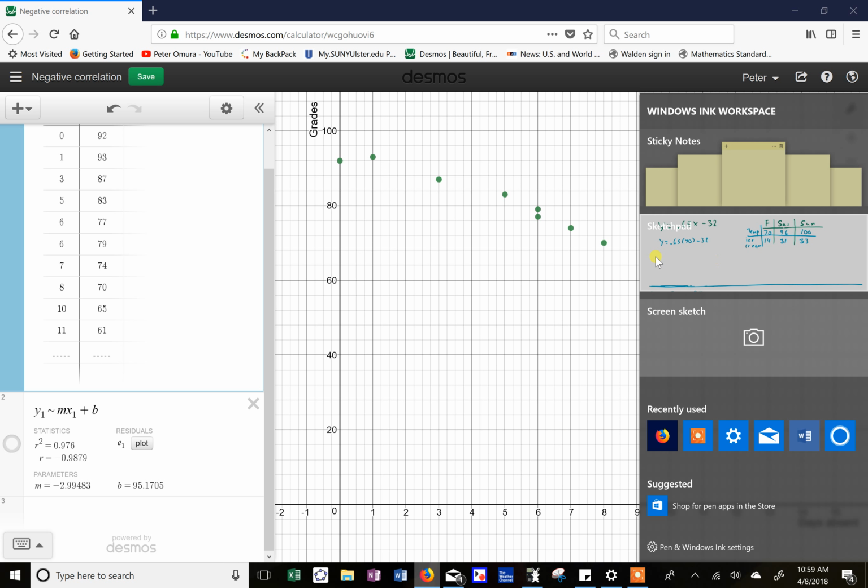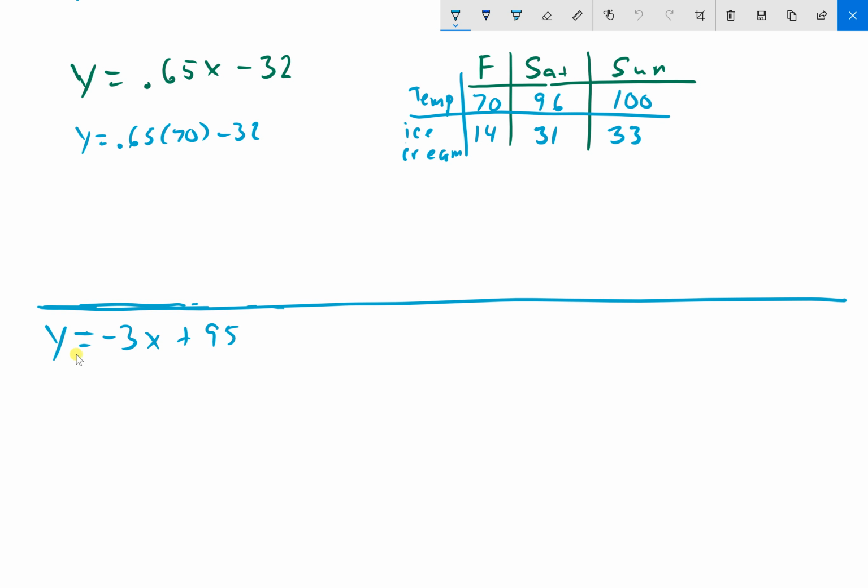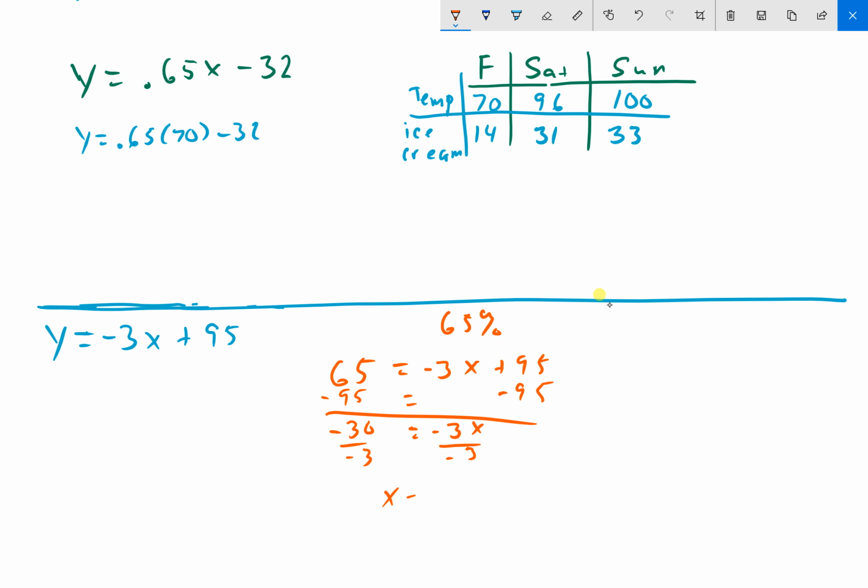So I'm going to say y equals negative 3x plus 95. Let's say, just to test this, I had a 65, and I want to know how many days I should have expected to be absent. That's my y value, and it's equal to negative 3x plus 95. I'm going to isolate my x, so I subtract 95 from both sides. That gives me negative 30 equals negative 3x. I divide both sides by negative 3, and x equals 10.